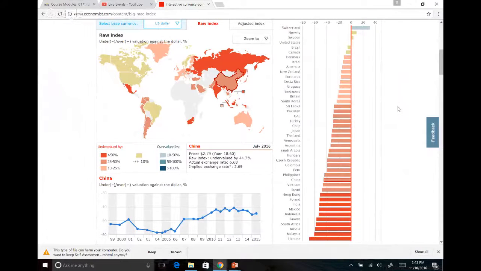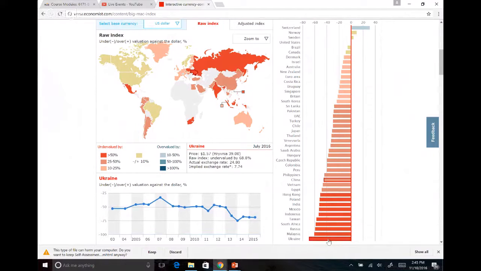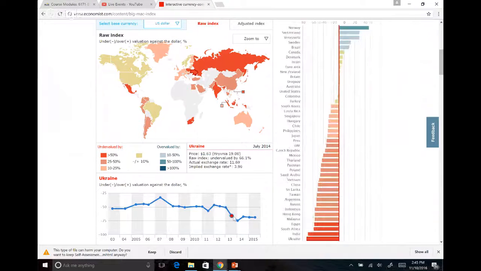Now, if you look at this chart over here, the country with the lowest price on Big Mac currently is Ukraine. So in Ukraine, each Big Mac only costs $1.57. Now, this wasn't the case before.